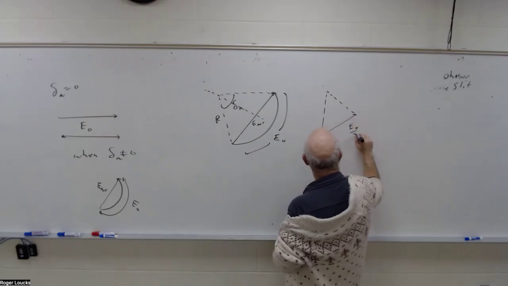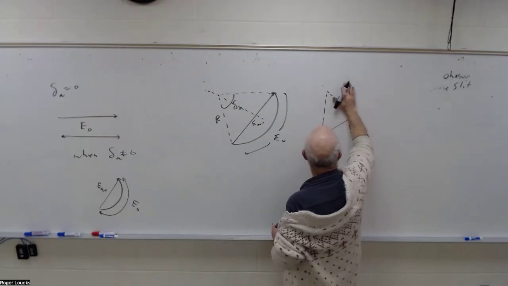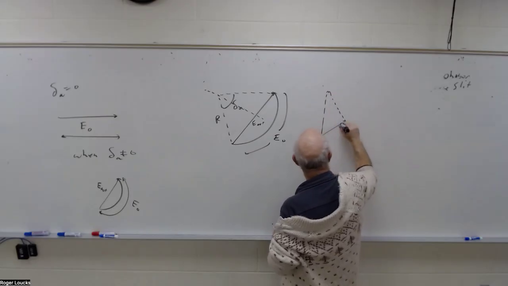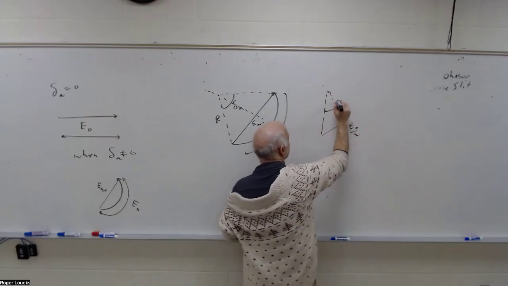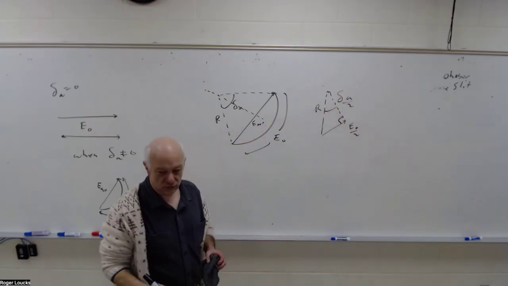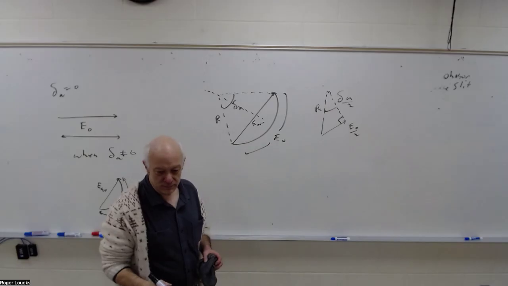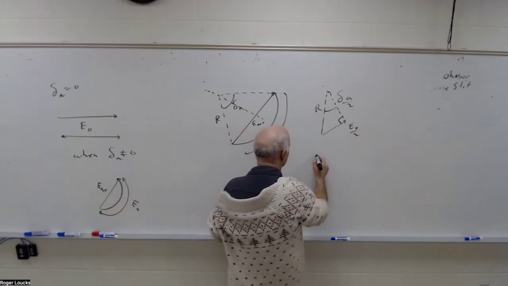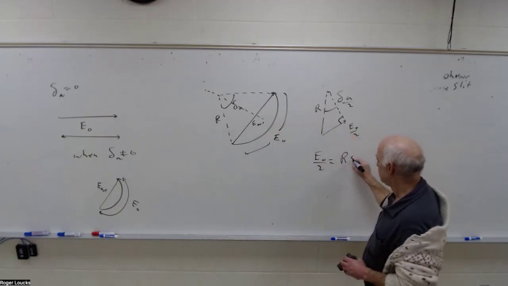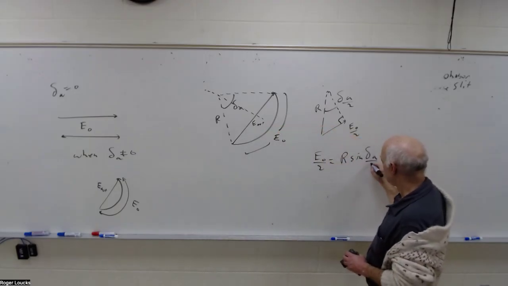So this is E naught over 2. This is my delta A over 2, and this is my R. What can you say now? R equals, no, E naught over 2 equals R sine delta A over 2. Is it E total?